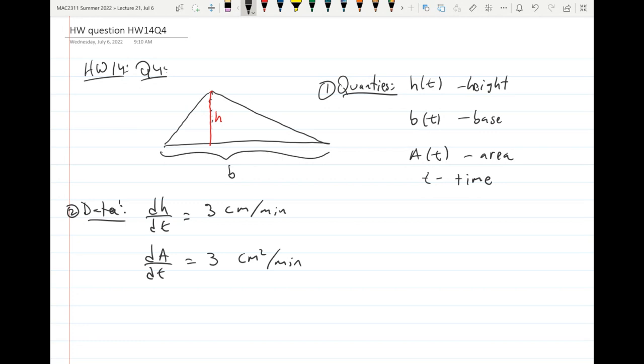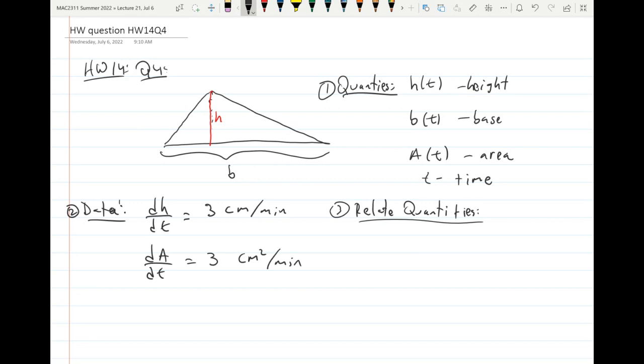Okay, so this is a triangle that's growing, and this information is telling you more or less the speed at which this is happening. This is how fast this thing is growing, and as the triangle gets bigger, the area also increases. Okay, so the next step is that we need to relate the quantities. And in this case, there is an obvious way to relate the quantities. What is it? How do we relate the quantities?